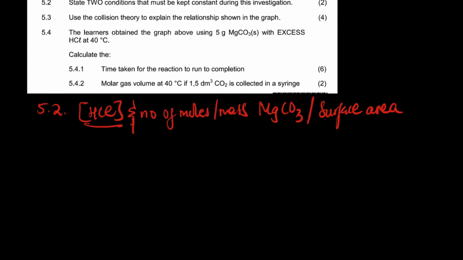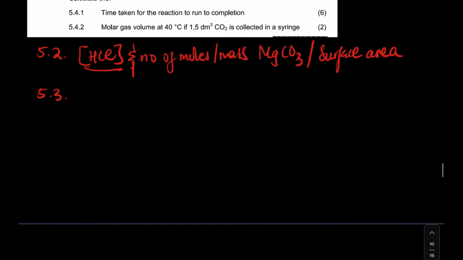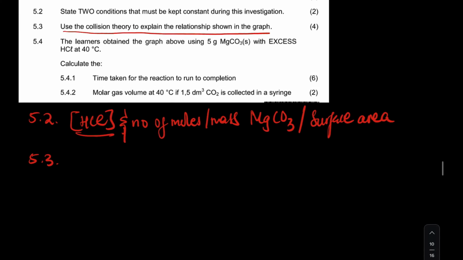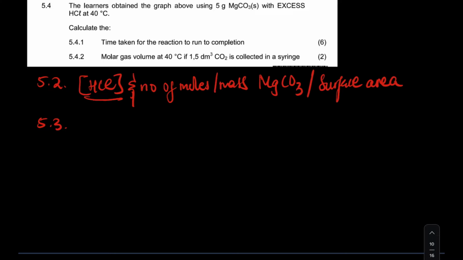Okay, now let's move to 5.3. Use the collision theory to explain the relationship shown in the graph. If you see the relationship in the graph, as the temperature increases, the rate of reaction increases. Guys, you cannot say that they're directly proportional. That's not directly proportional, right? So using collision theory here is very important, guys.